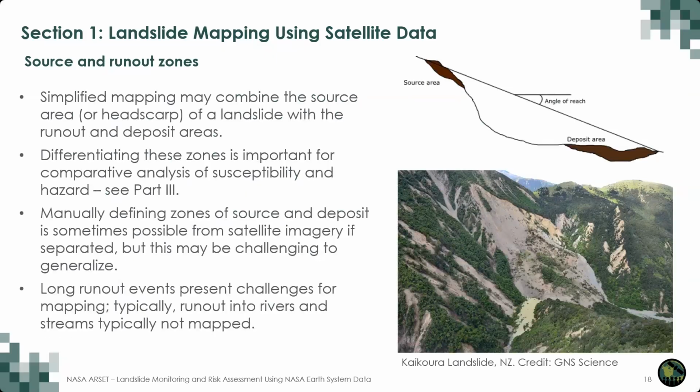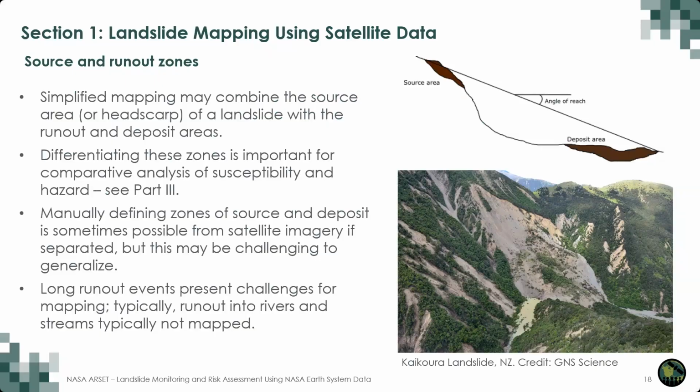As I mentioned before, landslides have a source area and a deposit area. Here in this very simplified schematic on the top right, you can imagine at the top of a hill slope where the landslide source is from and where it runs out to the deposit area. Those are connected. We typically talk about the angle of reach, or in European terminology, the Farböschung angle, connecting the source and deposit area.